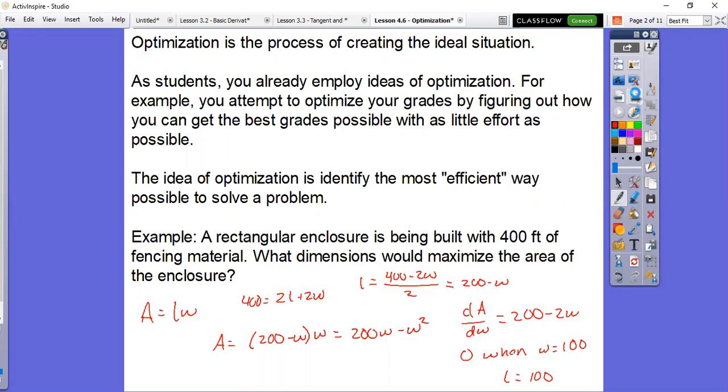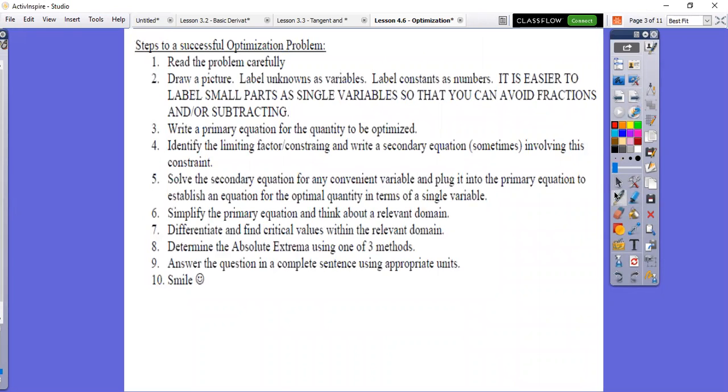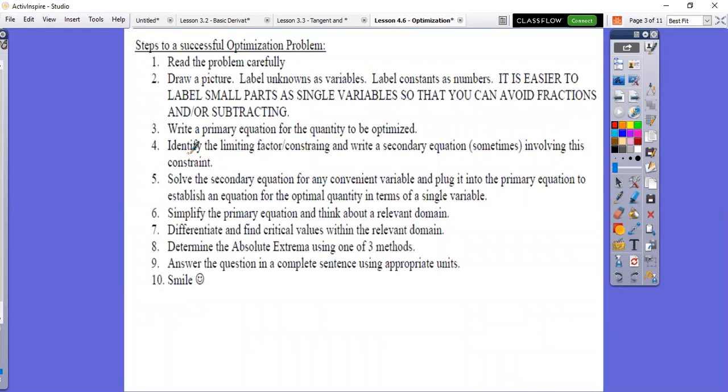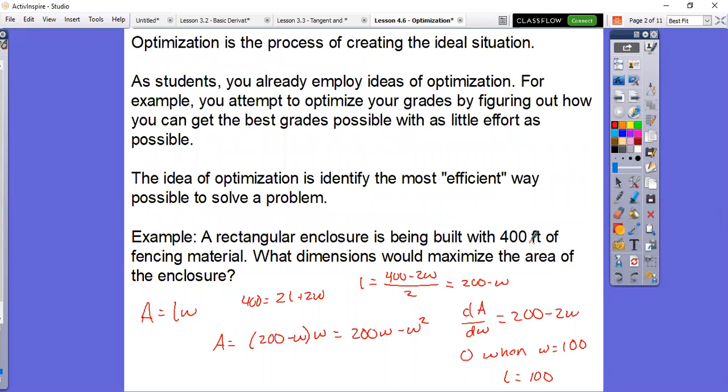In general, when you're solving optimization problems, you want to read the problem carefully, and if possible or if necessary, draw a picture. It's helpful to label small parts as single variables so that you can avoid fractions. The major part is you want to write a primary equation for the quantity to be optimized. Right here, the first thing we did is write an equation for area. Then you want to identify the limiting factor or the constraint and write a secondary equation. In this case, the perimeter was the limiting factor, and I used that to write a second equation.